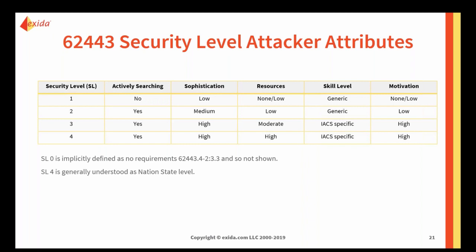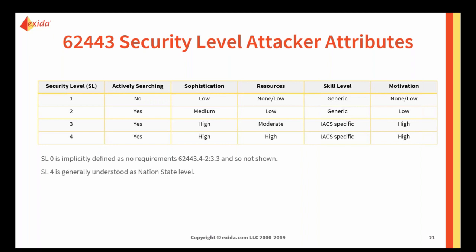So security level one deals with someone who's not really actively searching or trying to attack the system. They kind of have a low sophistication. They're just kind of a generic user. They don't really have any resources other than what's available on the system itself already. They have a generic skill level, and they really have no motivation to be doing anything incorrect to the system. So security level one is basically to attempt to put into good practices how to handle the casual mistake from a casual user.